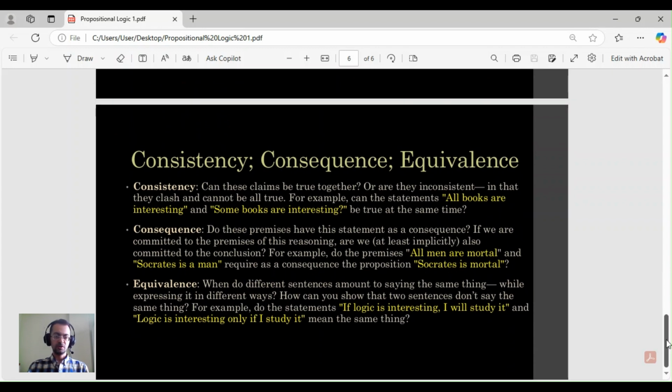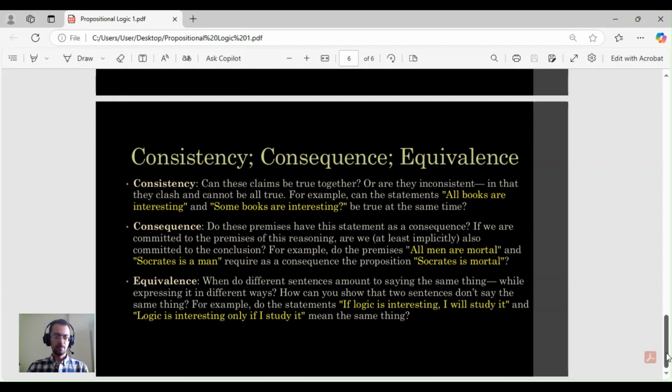And our third concept is equivalence. When do different sentences amount to saying the same thing while expressing it in different ways? How can we show that two sentences don't say the same thing? For example, do the statements, if logic is interesting, I will study it, and logic is interesting only if I study it, mean the same thing?